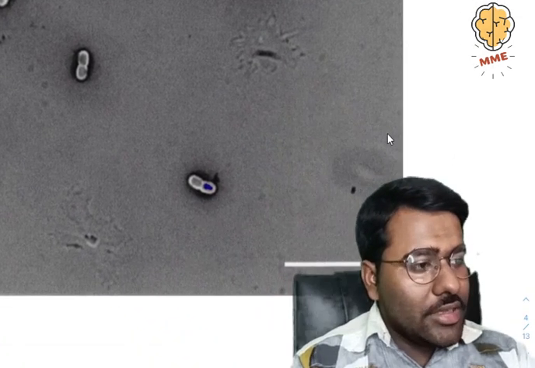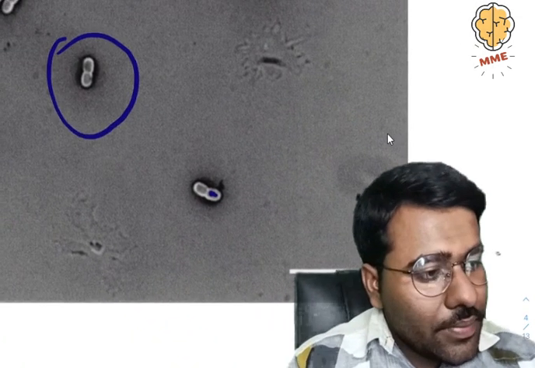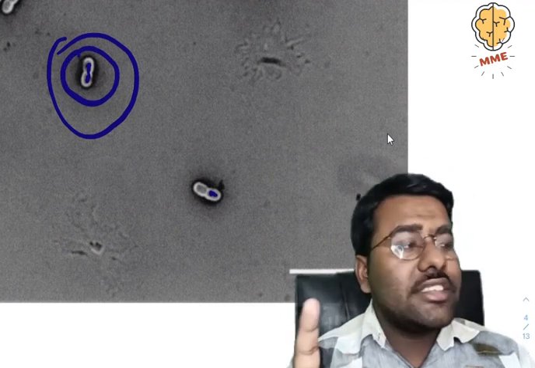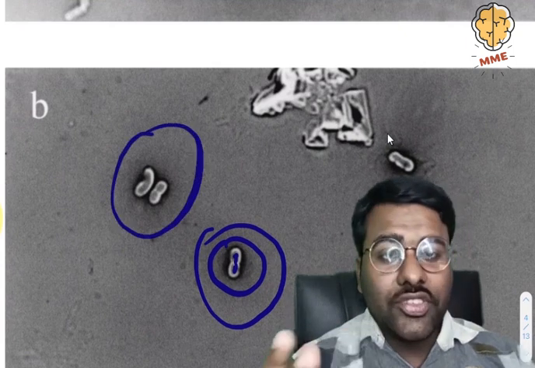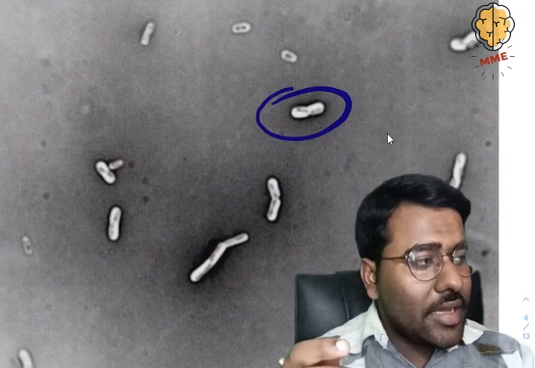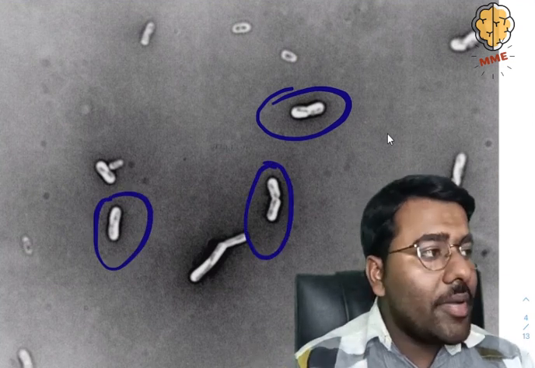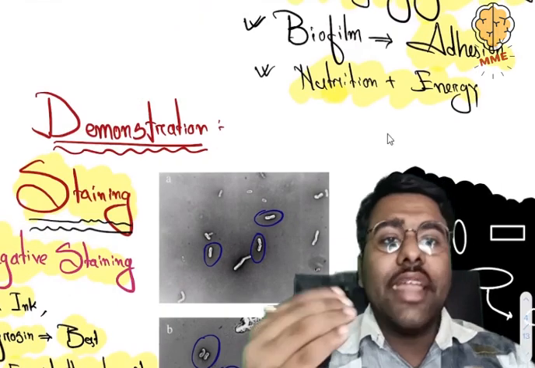In this picture, you can clearly notice there is a bacteria, the background is also black and the inside is also black except the capsule. Except the capsule, the whole material is stained, the inside and the outside, except the capsule part. So this is the negative staining.